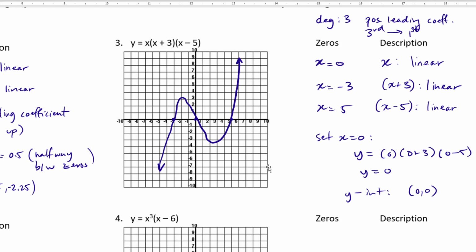Okay, I think this meets all the characteristics that we need. It goes through the zeros that we identified based on the factors. We have a 0 at -3, a 0 at 0, and a 0 at x is equal to 5. It's going from the third quadrant to the first quadrant, and we've got the correct y-intercept.